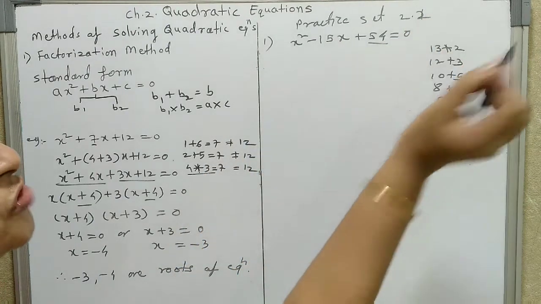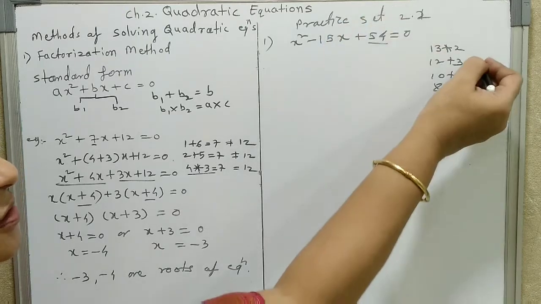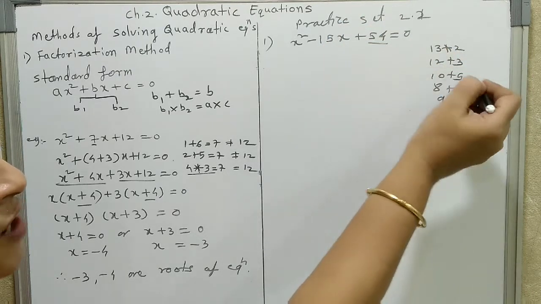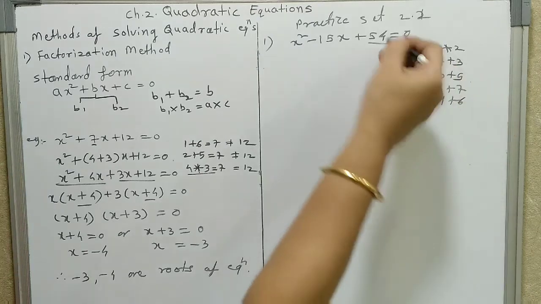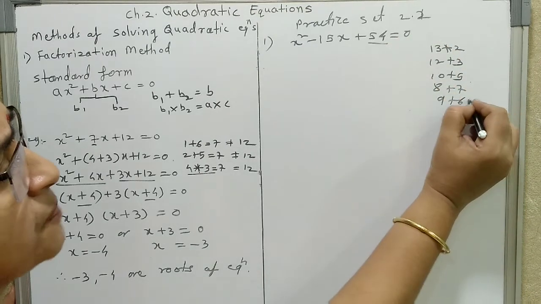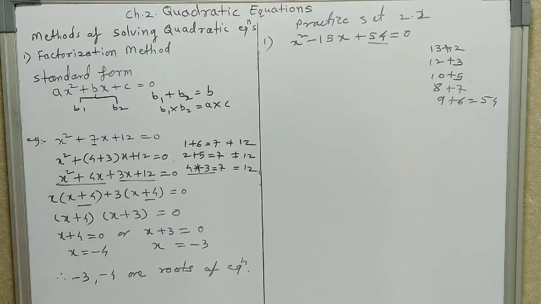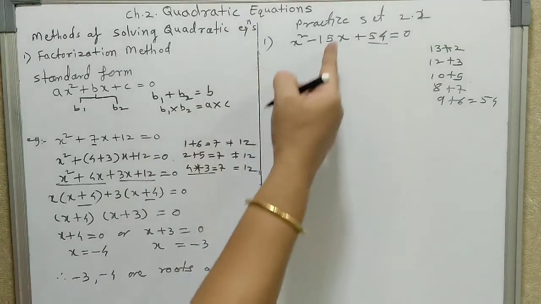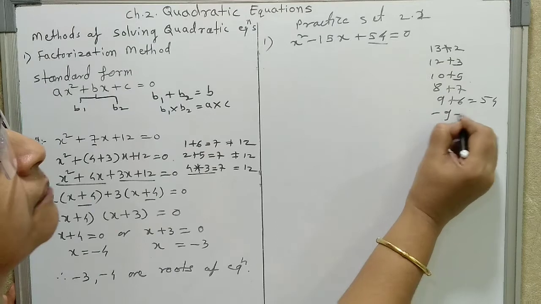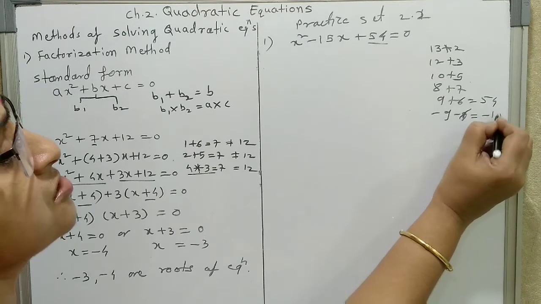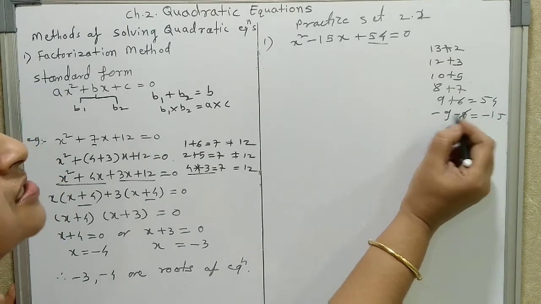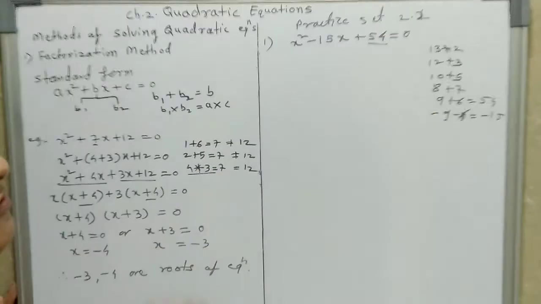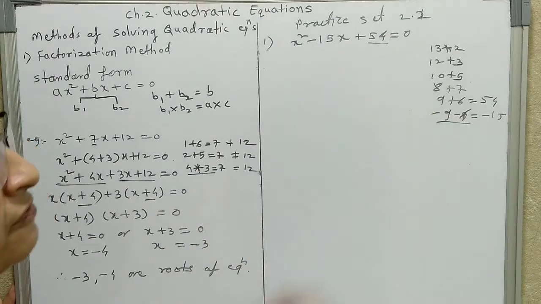So 13 into 2 is 26, 12 into 3 is 36, 10 into 5 is 50, 8 into 7 is not 54. But 9 into 6 becomes 54. So our factors become 9 and 6. Why? Because their multiplication becomes 54, and here minus 9 minus 6 is equal to minus 15, and minus 9 and minus 6 multiplied form 54. So this is our factor. All of you know how to find out factors.